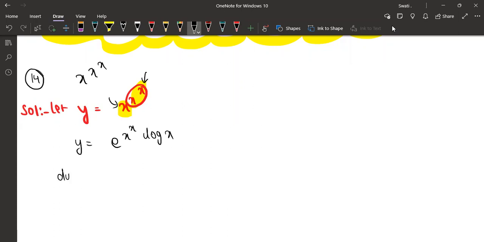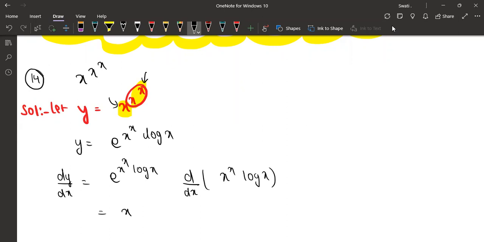Now we will do the derivative. So this will become dy dx, derivative of exponential function as it is, so e raised to x log x. And then by chain rule, we will do the derivative of x raised to x log x. Right? Now this we can write down as it is, the way it was given in the question, x raised to x raised to x. And this, again, we have to rewrite as x raised to x. We know that x raised to x we can write down as e raised to x log x.